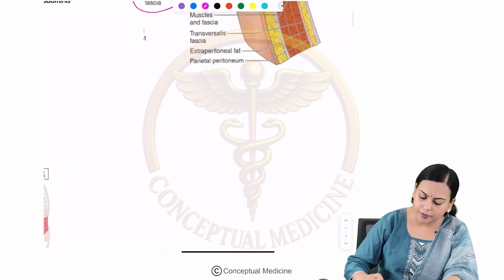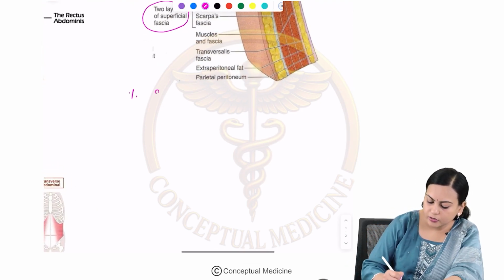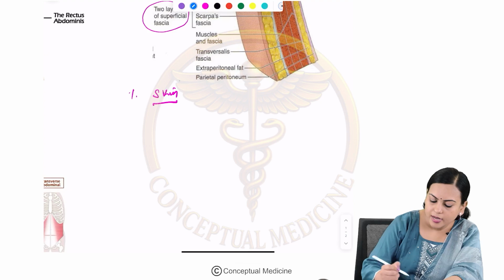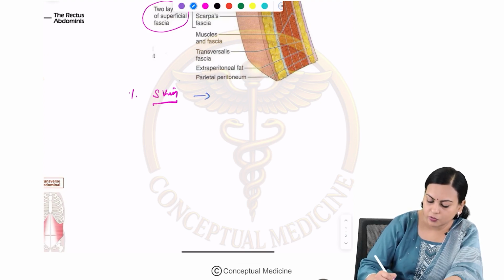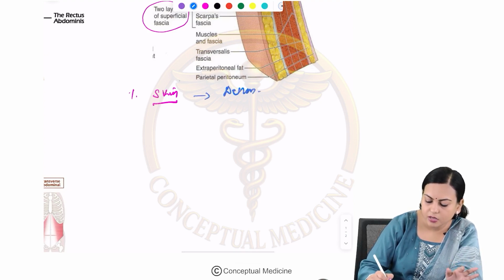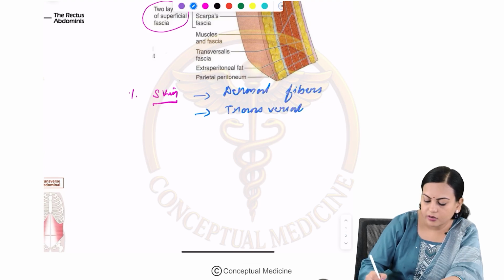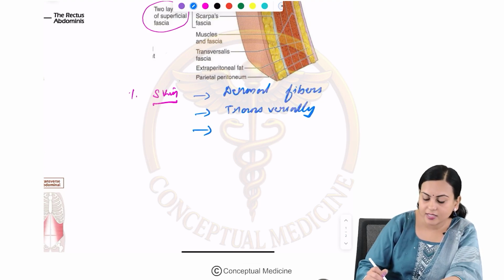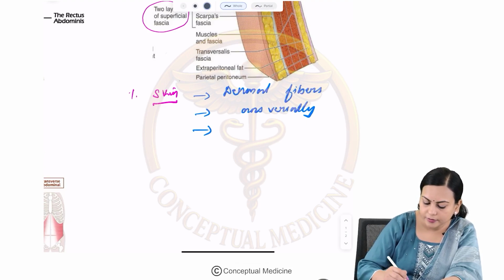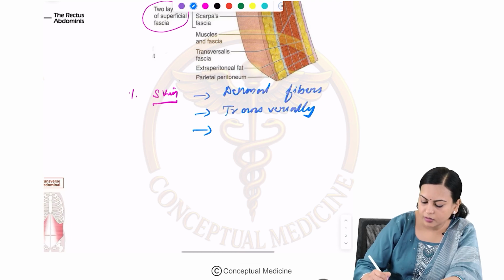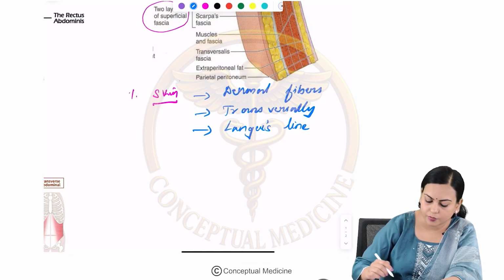Now, we'll go one by one. First point, you have to know about the skin. In skin, only one point you have to know. Here, the dermal fibers are oriented transversally. Right? And this orientation of dermal fibers in a transverse manner is known as Langer's line. Yes, so this is important.